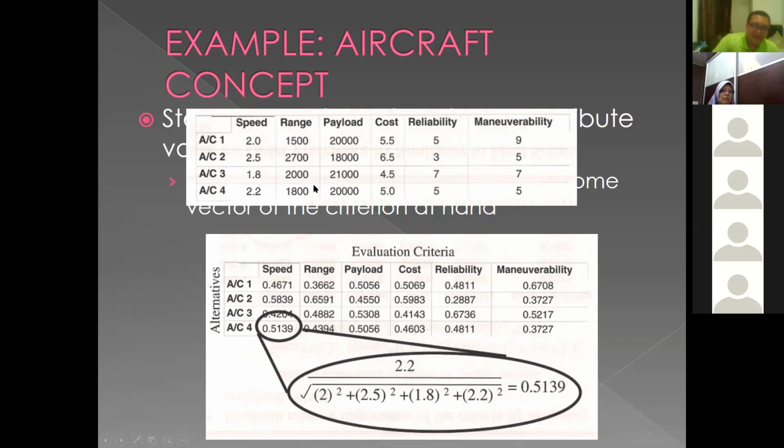Now, to calculate the normalized value on this particular box, to get 0.5139, what you need to do is 2.2 divided by the square root of all of these squared: this 1.8 squared, 2.2 squared, and so on. If we want to find it for 1.8, then 1.8 divided by everything there also. For any number from this particular column, you can use these values.